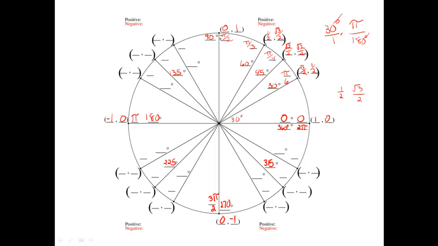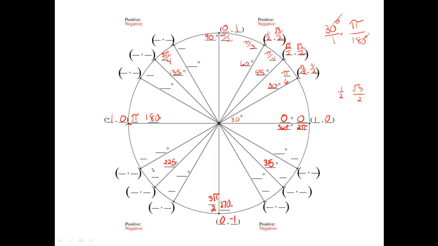If I add pi over 4, that's 2 pi over 4, which is pi over 2. If I add another pi over 4, then I'm at 3 pi over 4. And there's value to being able to count around your pi over 4s, or you could just convert 135 degrees to 3 pi over 4, but you need to be able to think either in radians or degrees without having to stop and convert. So 3 pi over 4, 4 pi over 4 is here at pi.